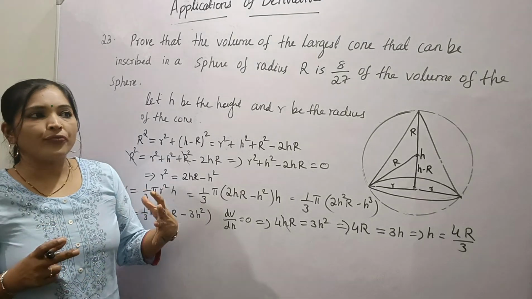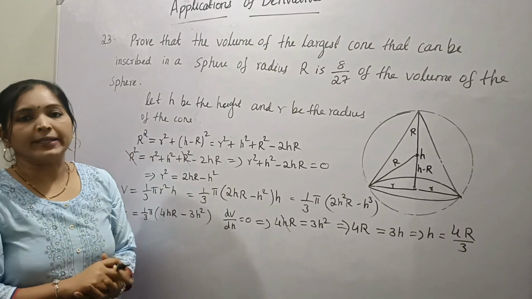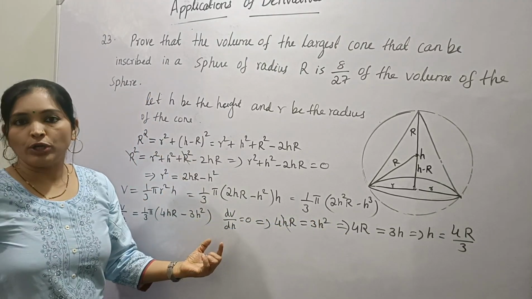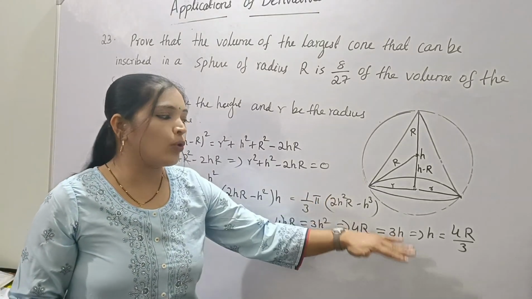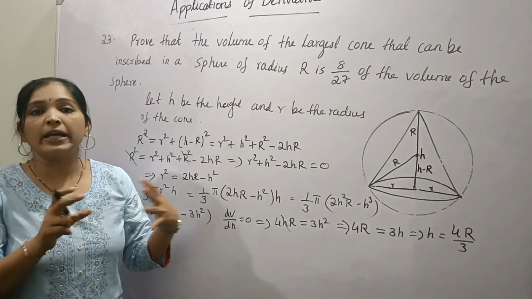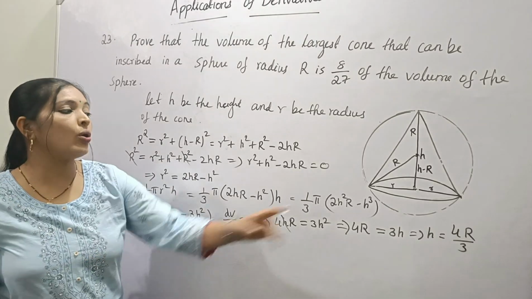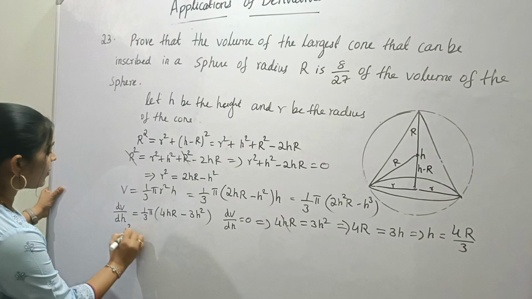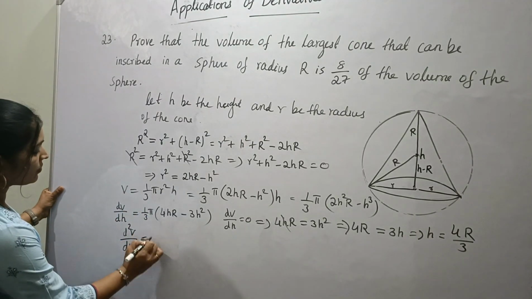Here we have to find the maximum volume of the cone, right? So that depends on height. So here we have taken the derivative of volume with respect to height. We have got h is equal to 4r by 3, and we have to prove this volume is maximum. That means the second derivative should be less than 0 when h is equal to 4r by 3. Now let's find d square v by dh square, the second derivative of volume.